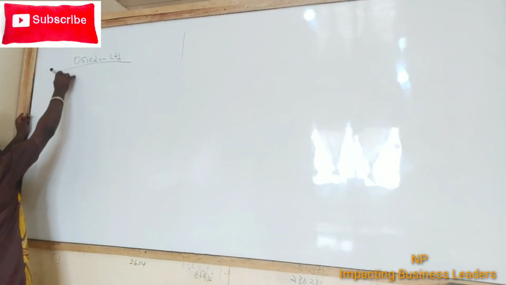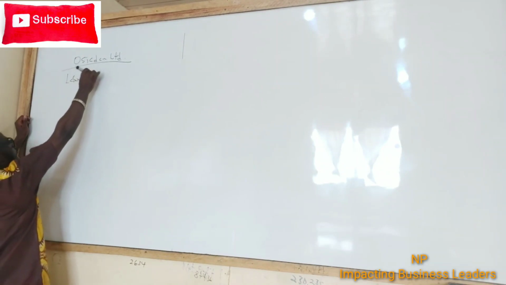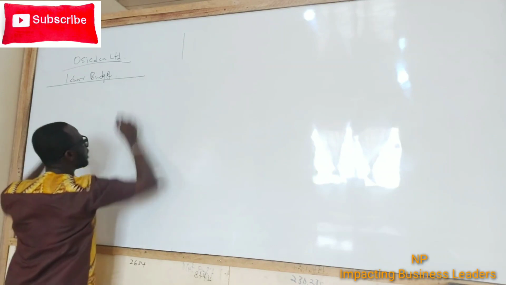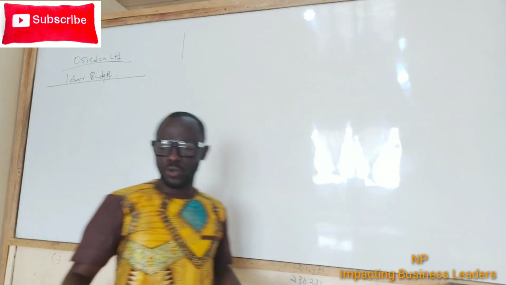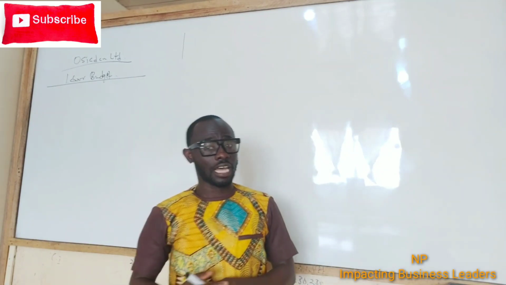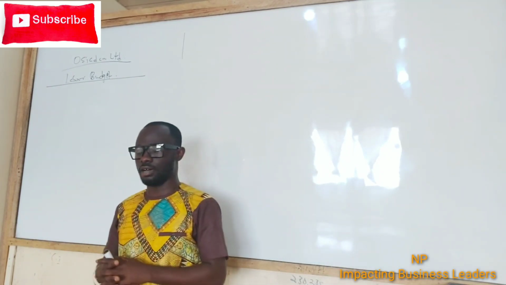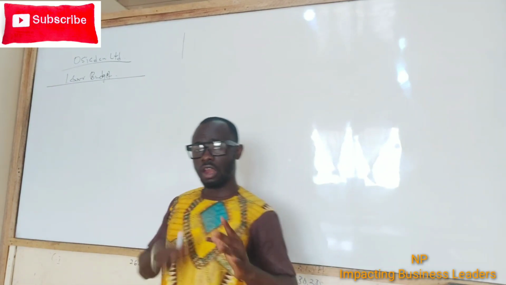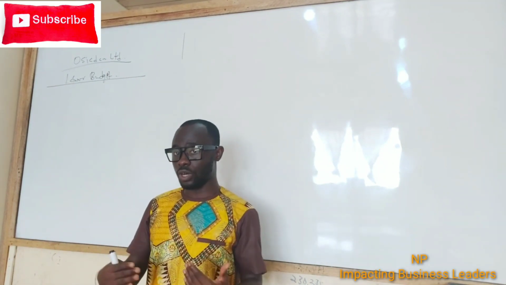So let me put the heading up: labor budget, August and September. So how do we go about this question? This question is straightforward, just that there is a guaranteed minimum wage here given to the employees. So let's crunch the numbers and see what is happening.